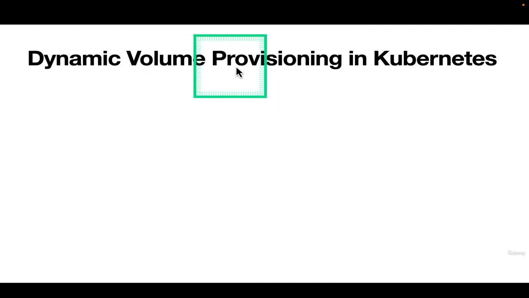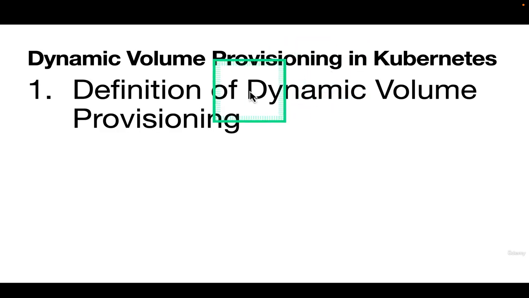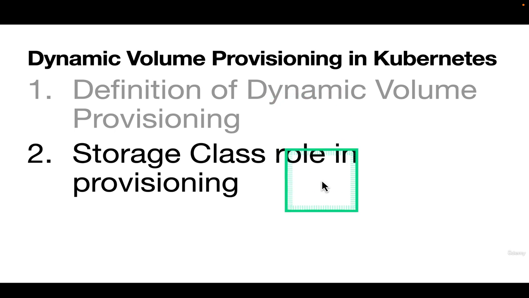So, dynamic volume provisioning in Kubernetes. Definition of dynamic volume provisioning. This allows storage volumes to be created on demand. So this is for storage classes, which get created on demand, eliminating the need for manual PV creation. Storage classes' role in provisioning. Storage classes define the provisioner and parameters used when dynamically provisioning a new volume.